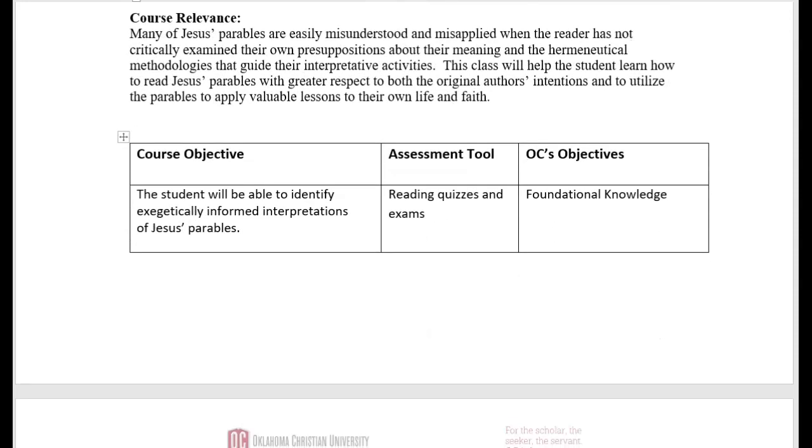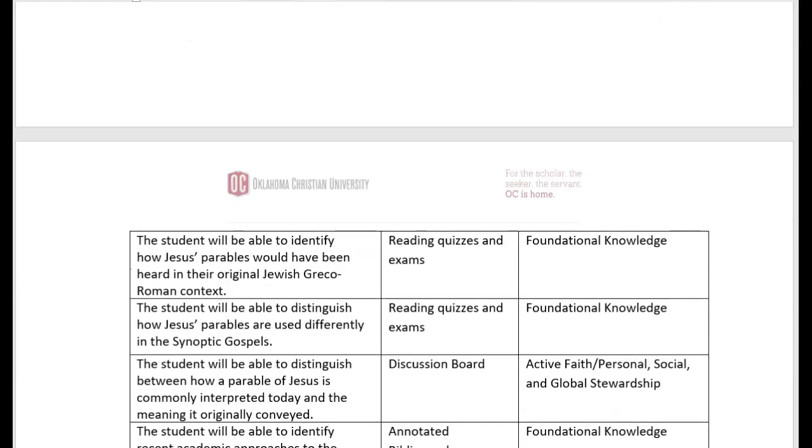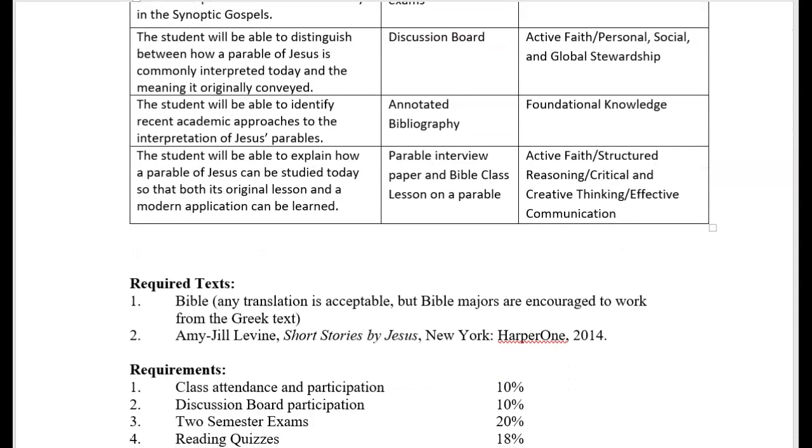You'll also see the course objectives as well as the assessment tools and how these particular course objectives fit with OC's larger objectives for students. In terms of the required texts, the only thing that you're required to get besides the Bible is Amy Jill Levine's Short Stories by Jesus. So we'll use that source to kind of engage these.